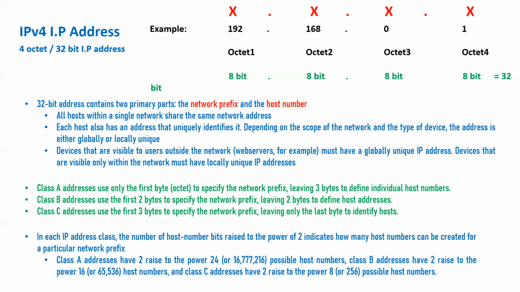And if I go to class C, there are only 8 bits available, 1 octet, that means 8 bits are available to assign to the host. That means 2 raised to the power 8, which is 256. That is the number of hosts available. So this is the basics about the IP address, how we can define IP addresses, and the total number of machines that I can assign to a particular class of address.